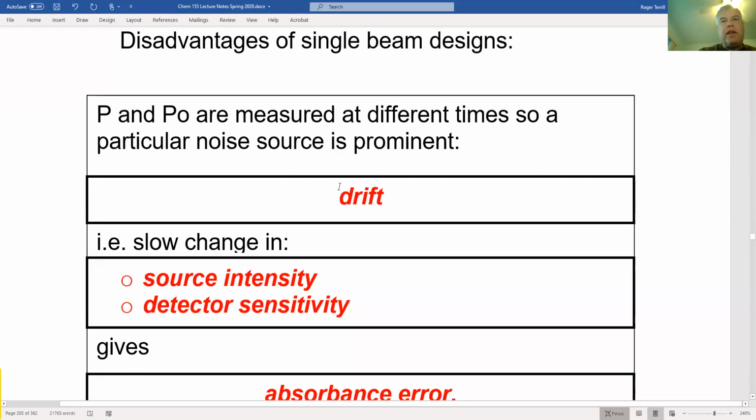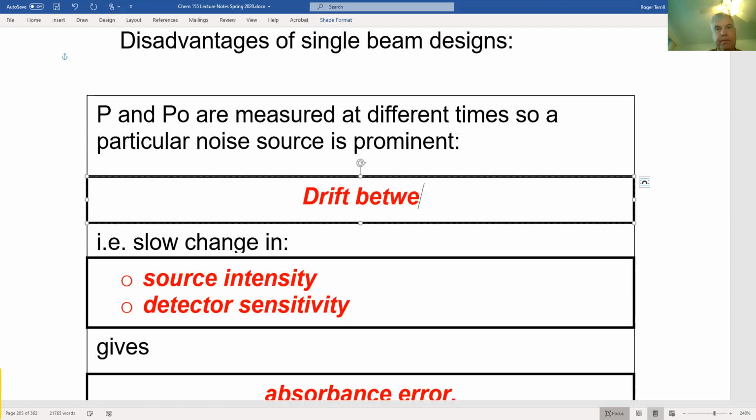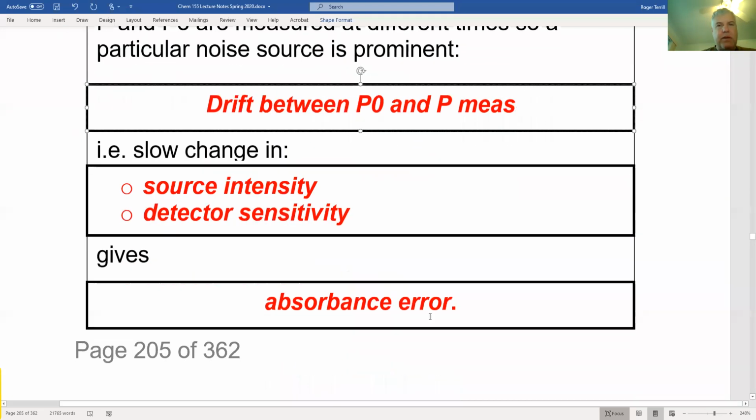Disadvantages are that if there's any drift in the source or detector between P0 and P measurements, then that's a problem. Like, let's say we're measuring a blank, water versus water, for example. One of them's P0, one of them's P, and you should get zero absorbance. But if the light power drifts down, so P is less than P0, then you'll get a positive absorbance, or you can get a negative absorbance too. And so that's a source of noise, and that basically gives absorbance error.